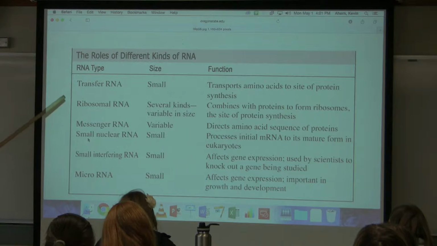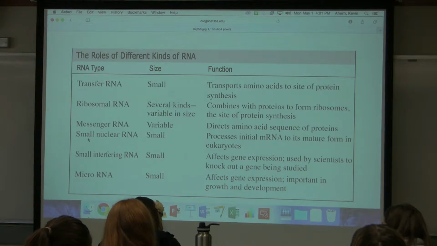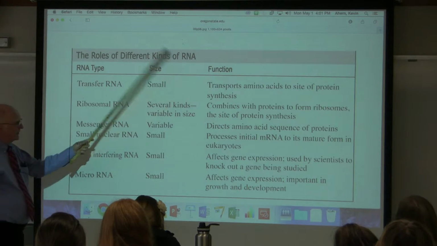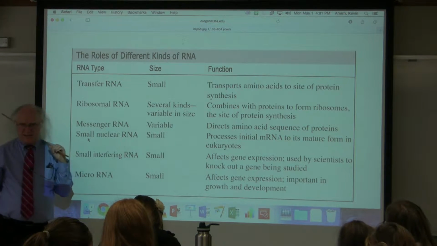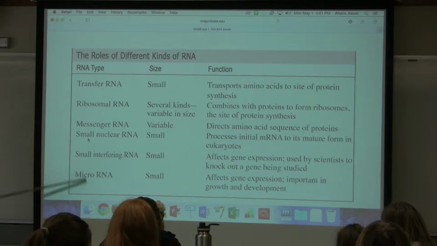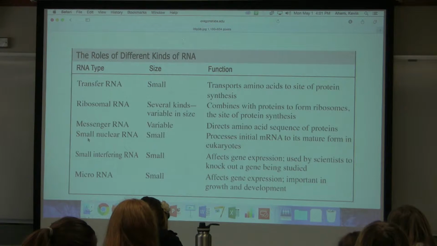And the most common ones that we talk about are these three guys right here. Transfer RNA, which is the smallest of the general types of RNA that we discuss. And it transports amino acids to the site of protein synthesis. So it's the transfer RNAs that carry the amino acids for translation. One of the things that we see with all of the RNAs is that they all have functions related to translation.